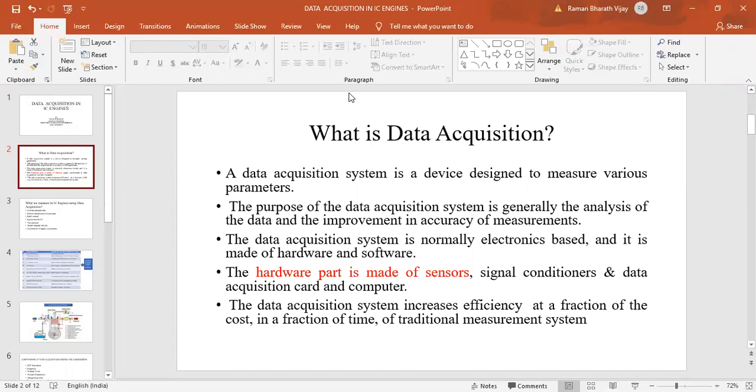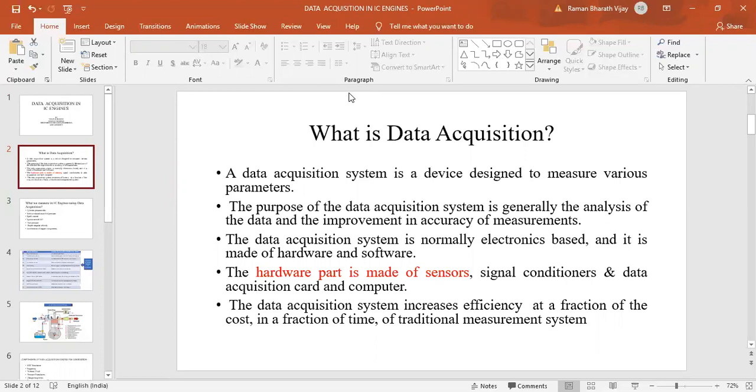Data acquisition is used to measure some parameters. Why do we measure? We measure to improve the accuracy. So we have to know the purpose, and what we mean by a data acquisition system. Data acquisition is used to measure something, because it improves the accuracy.